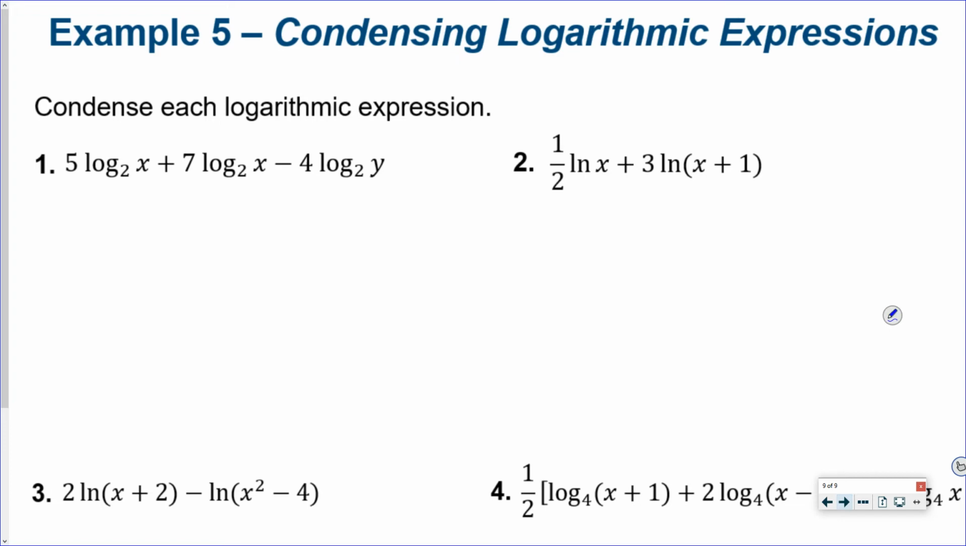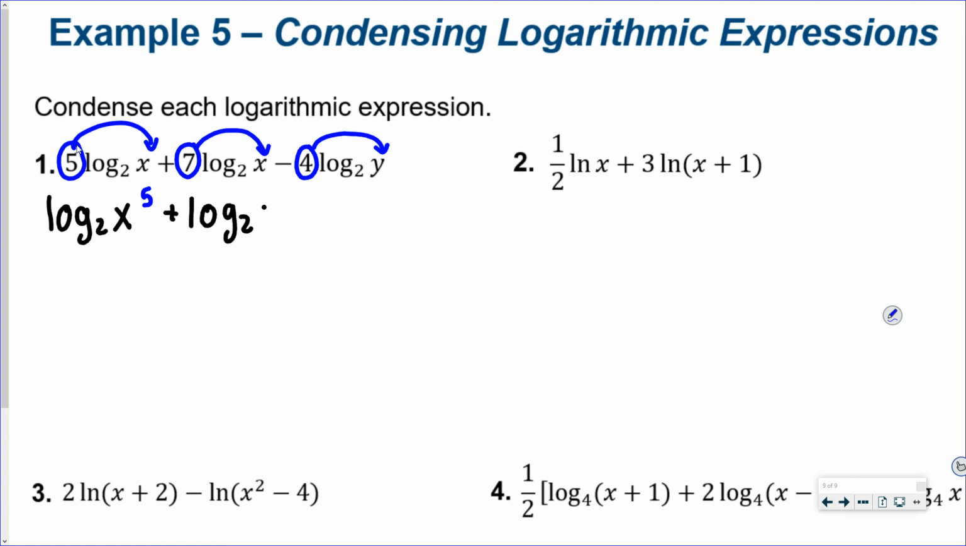When we were expanding, our last step was to always bring the powers down, right? So our first step in condensing is to put the powers back. So if you see a number in front of these, let's put those back as powers. It's like we're picking up our stuff we drug out. Okay, putting them back. So we have log base 2 of x to the power of 5 plus log base 2 of x to the power of 7 minus log base 2 of y to the 4th.